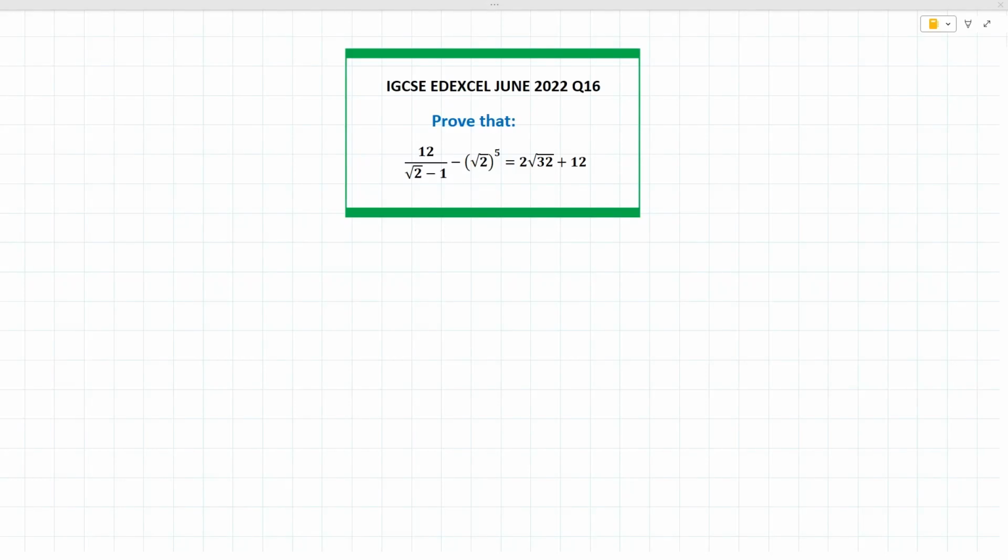Today we look at an IGCSE question from the paper of June 2022. This is for IGCSE at Excel. It's got surds, rationalizing denominators, powers of 2, and so on. So a good question to look into for a few skills. Let's jump right in.